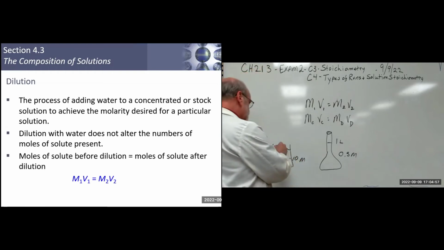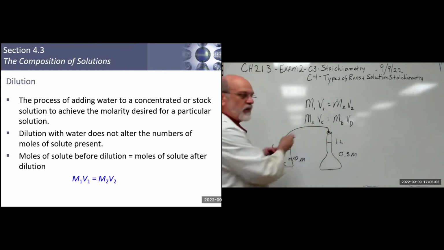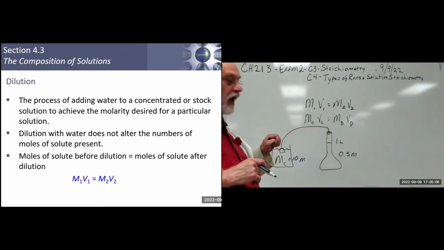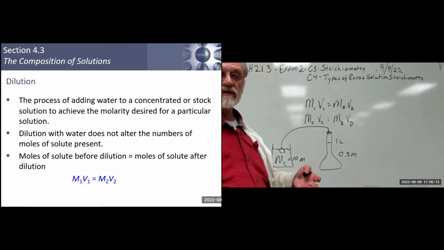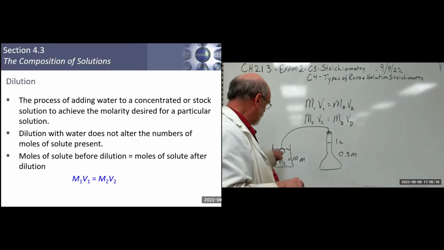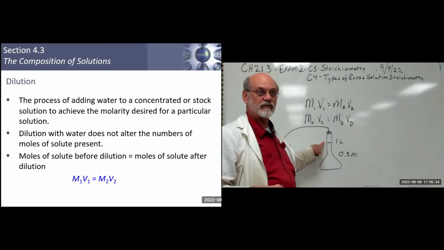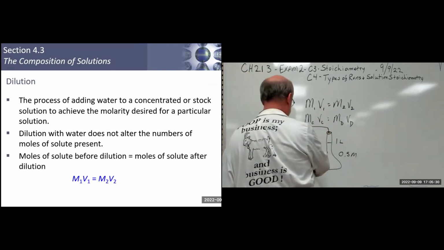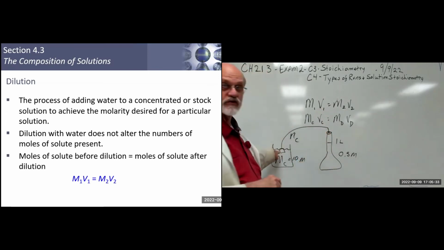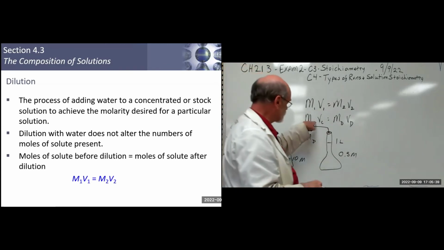Then you need to take an aliquot out of this one and deliver it in here and dilute it to the mark, right? So when you take that much out of here and put it in there, what changed? Location. That's it. The number of moles of your solute from here to here did not change. It's exactly the same number of moles, right? So the moles from the concentrated is equal to the moles of the dilute. And that's what this is, right?